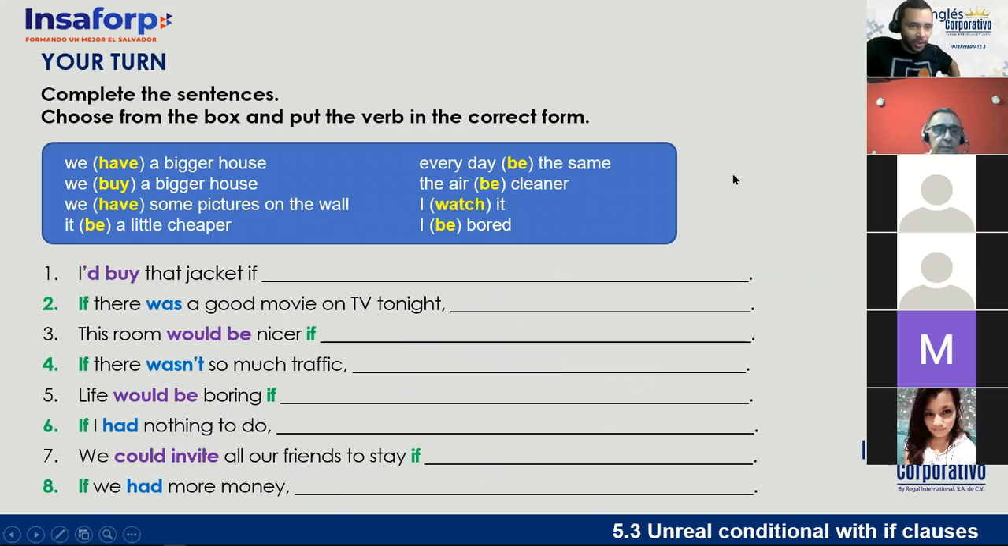Your turn. Complete the sentences. Choose from the box and put the verb in the correct form. Okay? ¿Qué van a hacer acá? Tienen que elegir del cuadrito. Pero no solo es copiar y pegar, sino que hay que cambiar el verbo que está en amarillo a la forma correcta. Algunas veces es un hypothetical condition. A veces es, ¿verdad? An imaginary result. Básicamente lo mismo, nada más que hoy tienen que buscarlo en el cuadro. Lo mismo que estaban haciendo anteriormente.